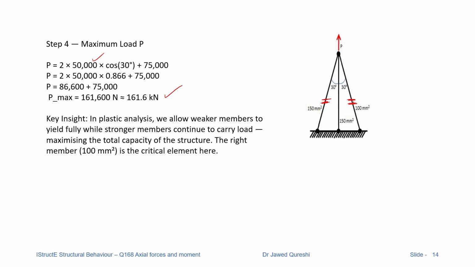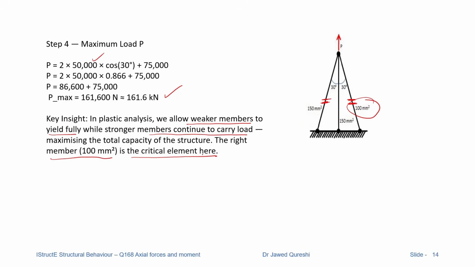The key insight here is that in plastic analysis, we allow weaker members to yield fully while stronger members continue to carry load. So here, this right member is allowed to fail. Now, this maximizes the total capacity of the structure. The right member is 100 meters square, it is the critical member here. So this is how we solve it.